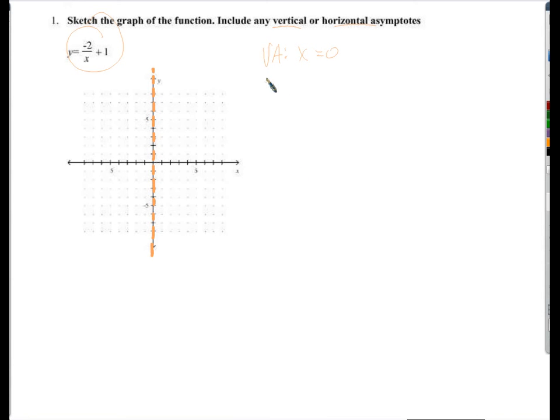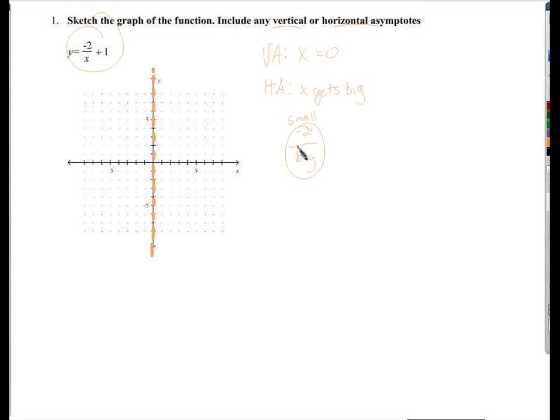All right, then the horizontal asymptote. Remember, this has to do with when x gets to be big. What happens when x is very, very big? You can actually plug a number in for x that's very big and see what happens, or I can just think, what's going to happen when I put -2 over some big, big number? -2 divided by 1,000,000,000 is going to be very, very small. Okay, so this is going to be small.